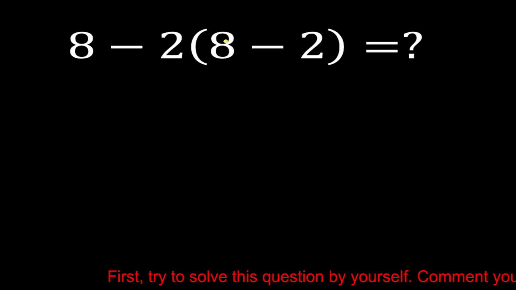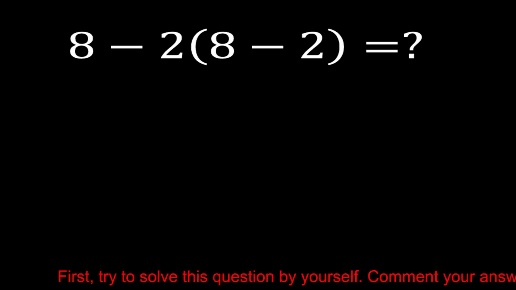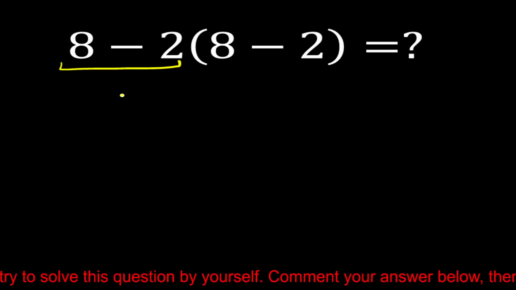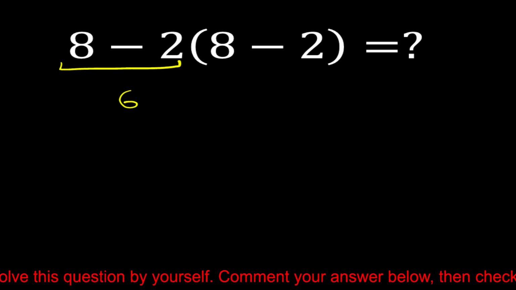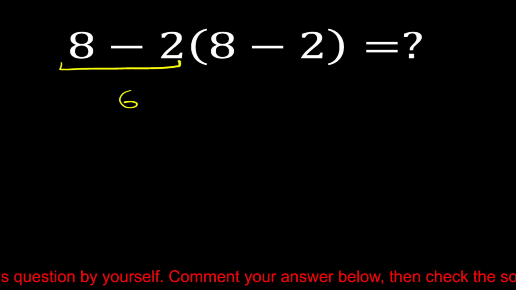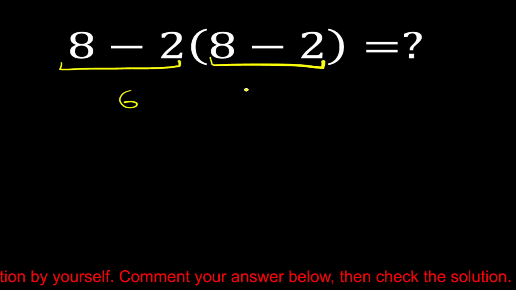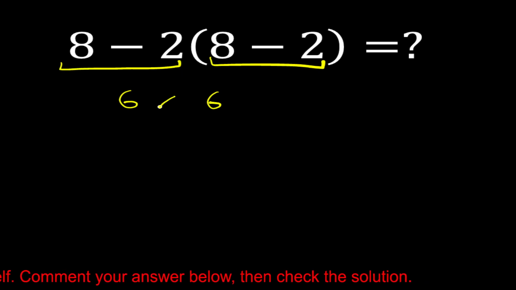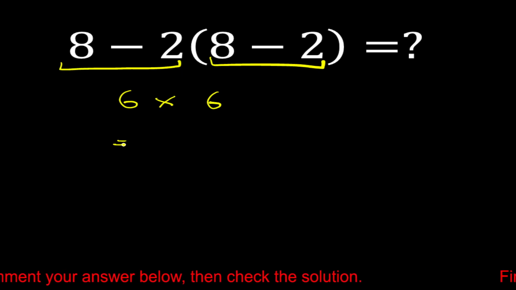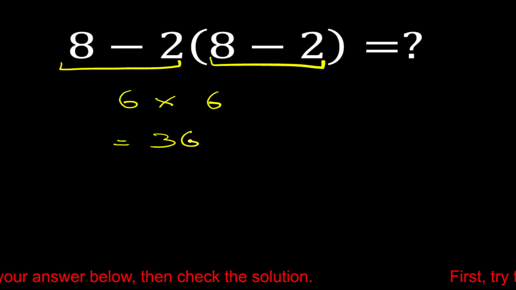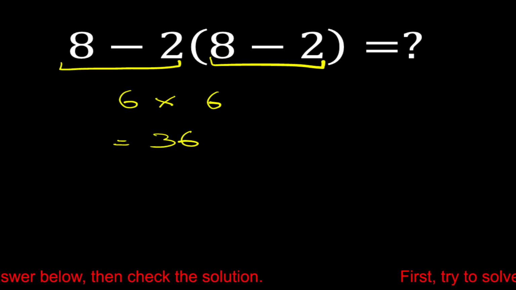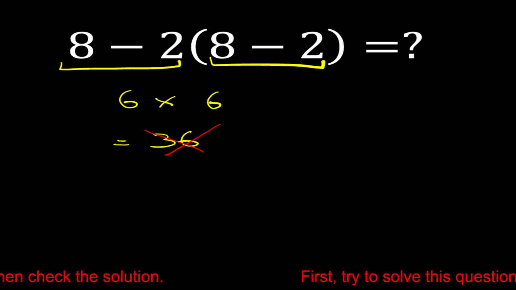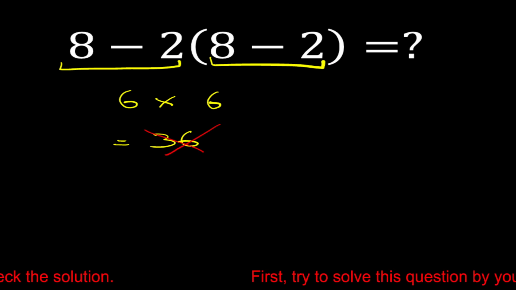So most people solve this question like 8 minus 2 is equal to 6. Then again 8 minus 2 is equal to 6. Now multiply 6 is equal to 36. Okay, but this answer is not correct. So what's the correct answer?